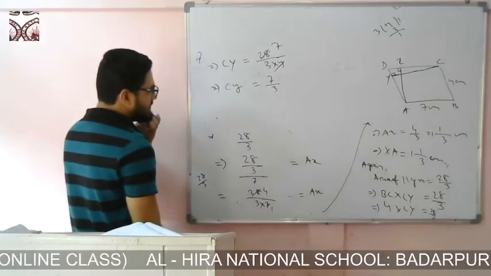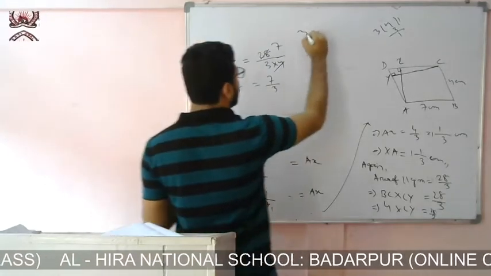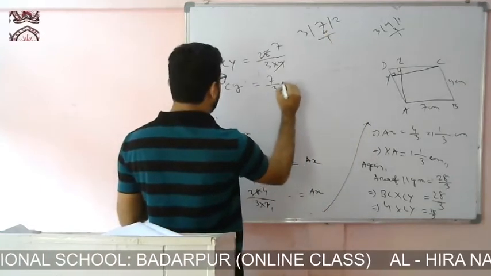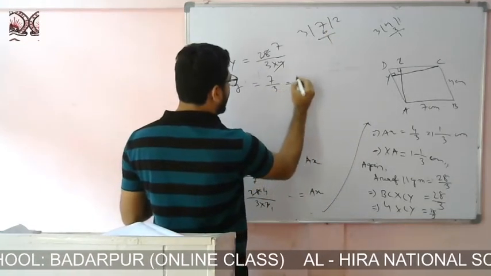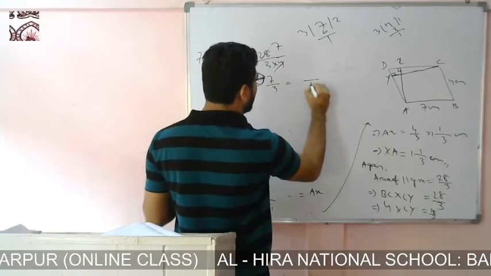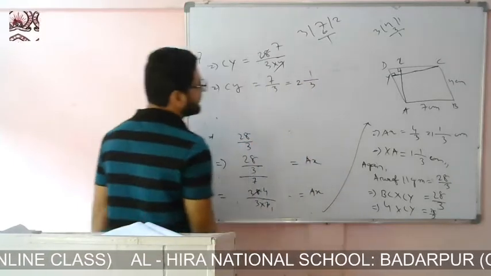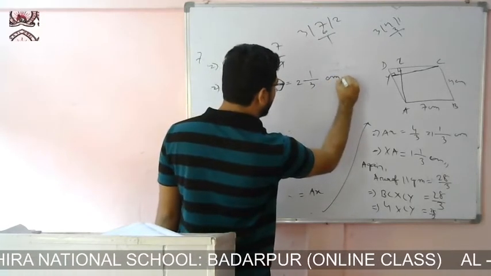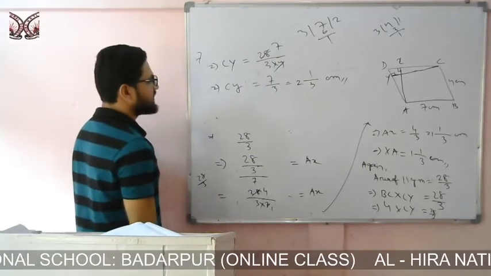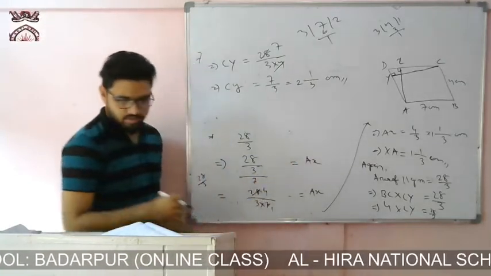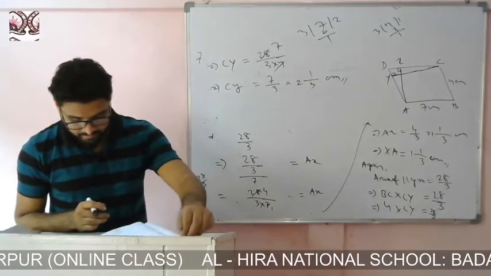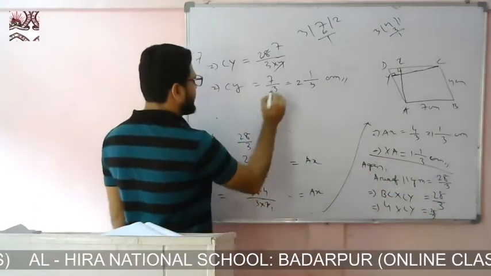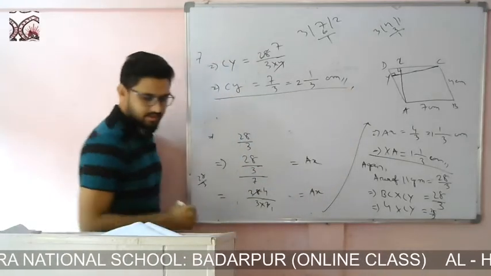So 7 by 3 you can convert like this: 3 twos are 6 and remainder 1, that means you can convert it to a mixed fraction, 2 and 1 by 3 centimeter. So these are the required values. Find x and CY. So x I have found, and CY we have just found. So these are the answers.